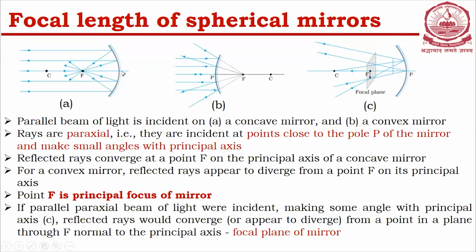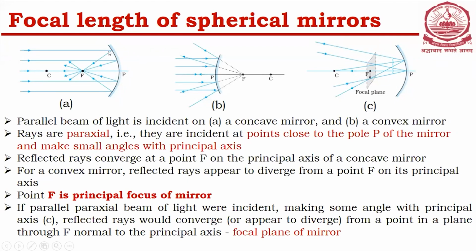The next thing is the convex mirror. Suppose you take a convex mirror and the same parallel beam of light falls on this mirror. What happens? The law of reflection still applies here. You can just consider one ray and see where it gets reflected.